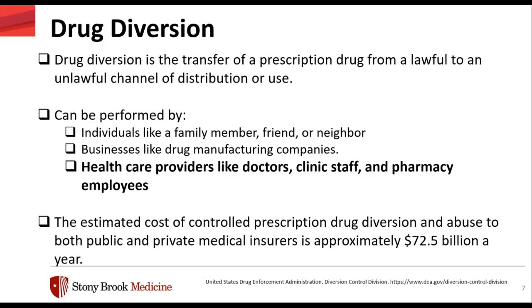And the estimated costs of controlled prescription drug diversion abuse to both the public and private medical insurers is approximately $72.5 billion a year. This includes loss in productivity, mainly due to labor participation costs, drug abuse treatment, incarceration, premature death, as well as healthcare costs for drug treatment and drug-related medical consequences, as well as criminal justice costs, primarily stemming from criminal investigations, prosecutions, incarcerations, and victim costs.